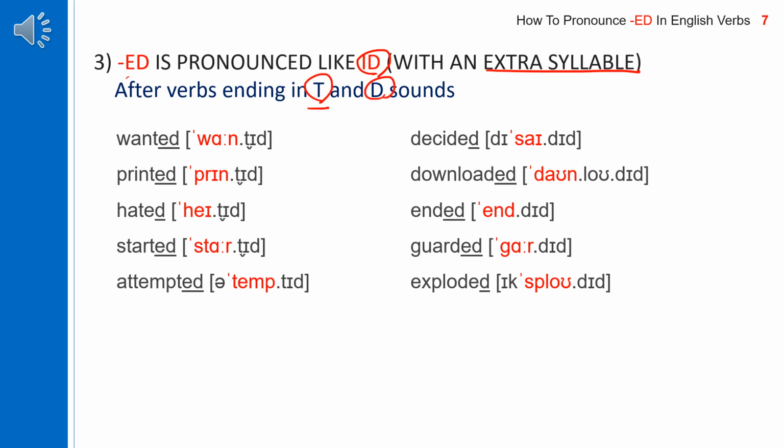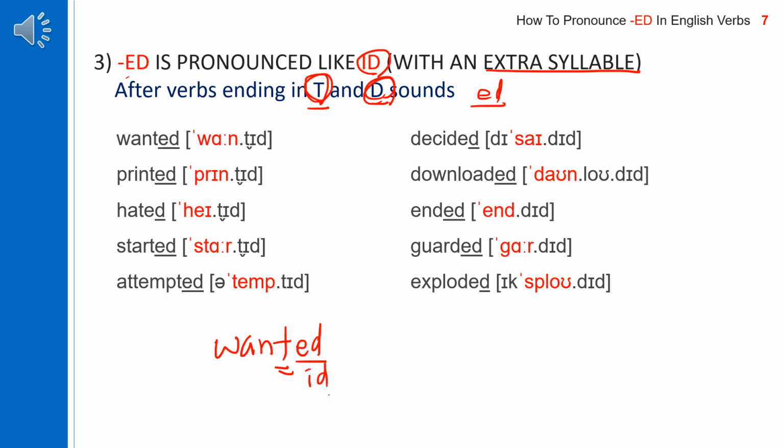Now, the third sound: ed is pronounced like id, with an extra syllable, after T and D sounds. T is voiceless, D is voiced, but it doesn't matter. After T or D, ed makes an extra syllable. Just like, look at this, want, W-A-N-T. You put ed after T, and it becomes an extra syllable.